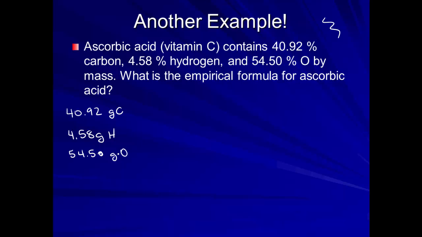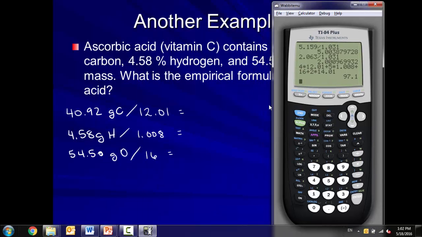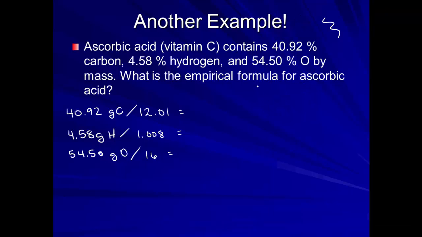So percent to mass, done. Mass to mole is next. So you divide each one by its molar mass. Carbon is 12.01, hydrogen is 1.008, oxygen is 16. So let's grab our calculator and crunch the numbers. Carbon is 40.92 divided by 12.01. Let's see what we get. 3.407. That is moles of carbon.